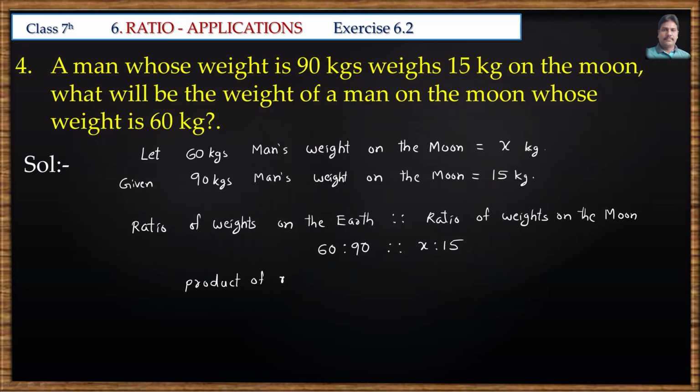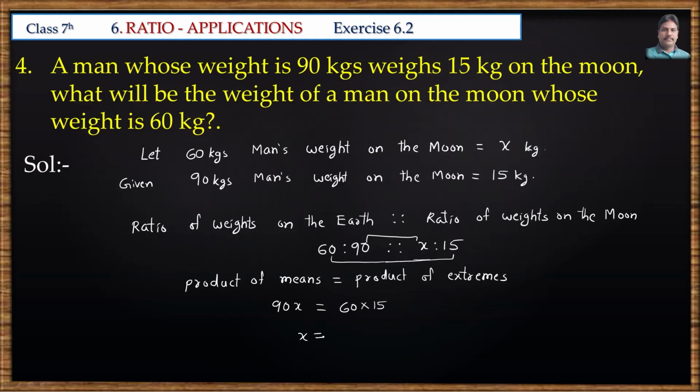Product of means is equal to product of extremes. Here the means are 90 and x. So 90 into x becomes 90x is equal to, the extremes are 60 and 15, 60 into 15.